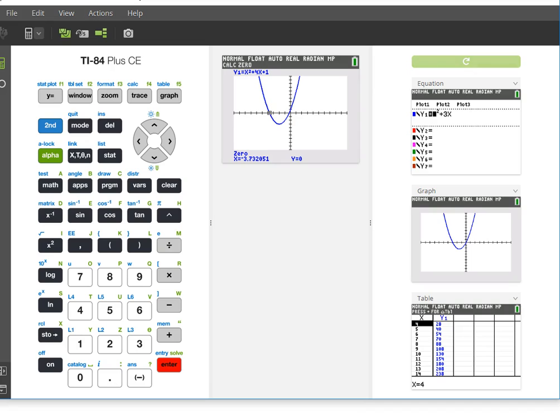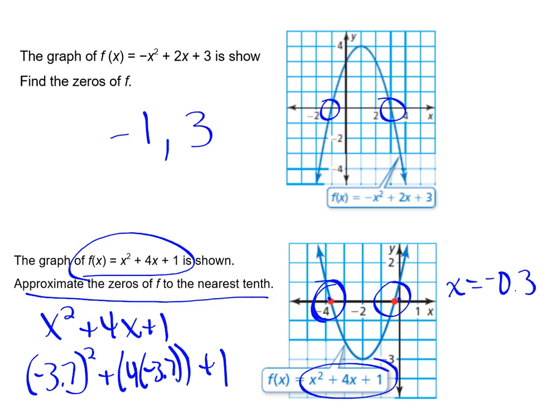If you're getting a message that says error bound, you're missing the x-intercept when you choose your left and right. So be sure you move to the left to get a left bound and to the right to get a right bound. Don't stay right on top of the point. So our other zero is here at about negative 3.7. So those are our two solutions to this. Those are the zeros for our function.